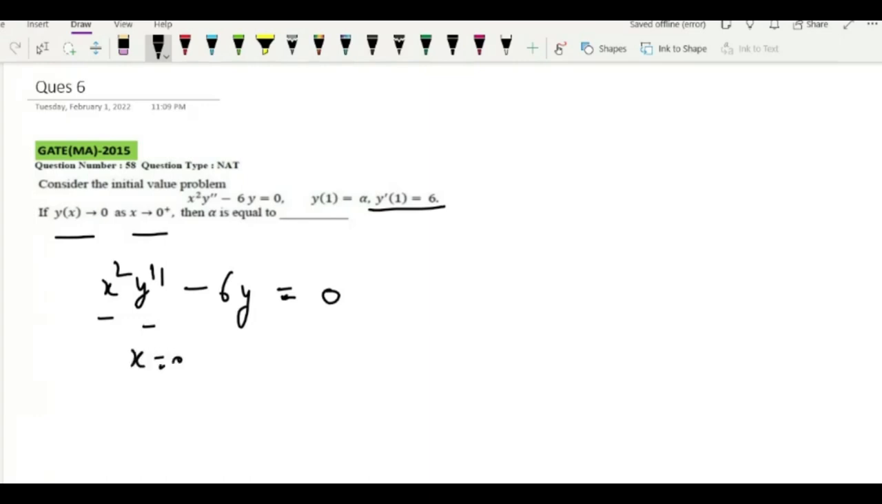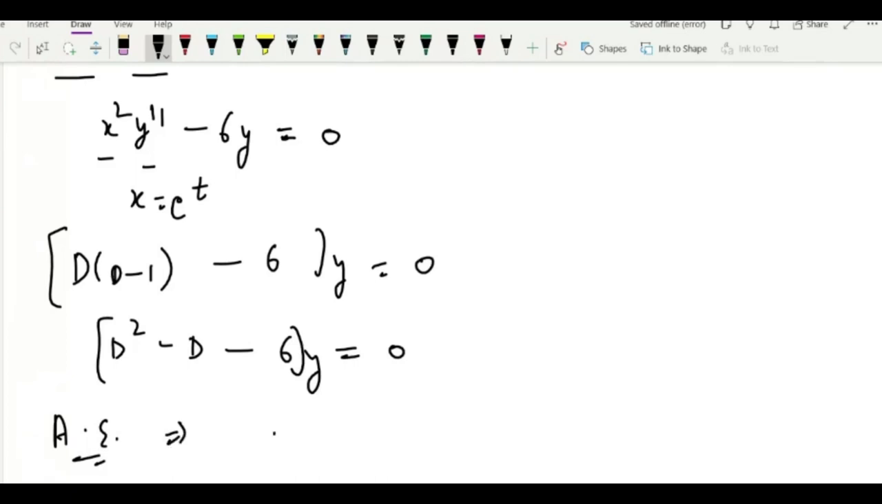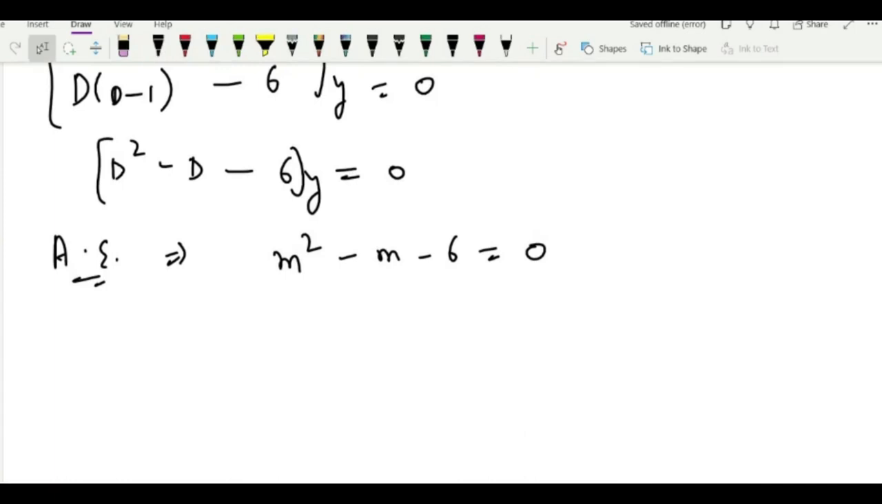Again, we can substitute x equal to e raised to power t. We get (D(D − 1) − 6)y = 0. So here we get D² − D − 6 as a symbolic form. Now for finding the auxiliary equation, replace D by m, equal to 0. So in this equation, we are to find a pair whose sum is minus 1 and product is minus 6. That is minus 3 and plus 2.